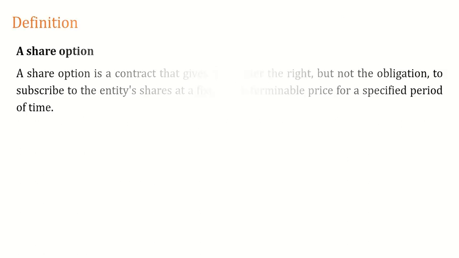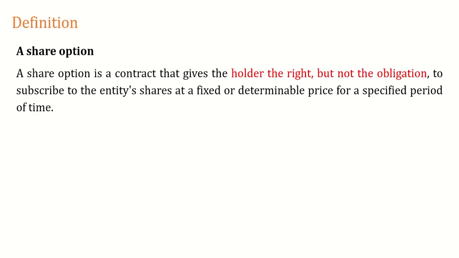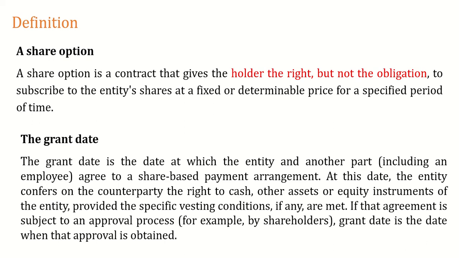Right. Now, the first definition we discussed is the share option, okay? The second one is the grant date. There is another definition called the grant date. So what is the grant date? Grant date is the date at which the entity and another party agree to a share based payment agreement.